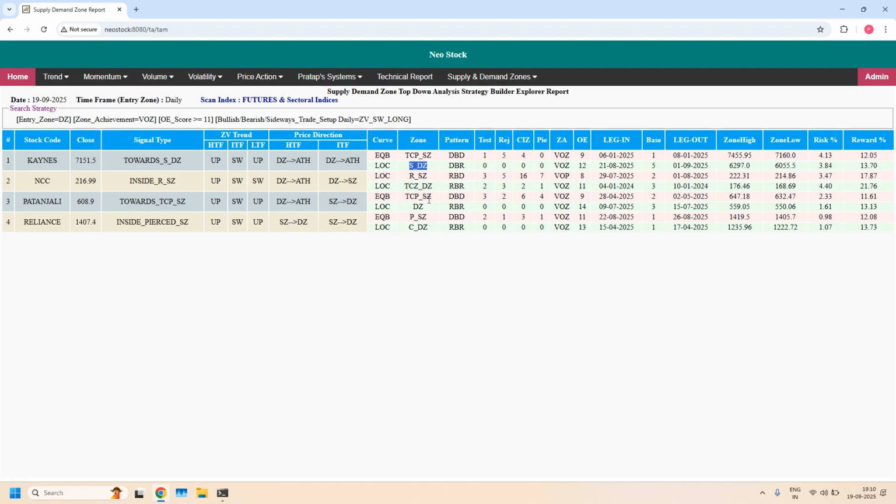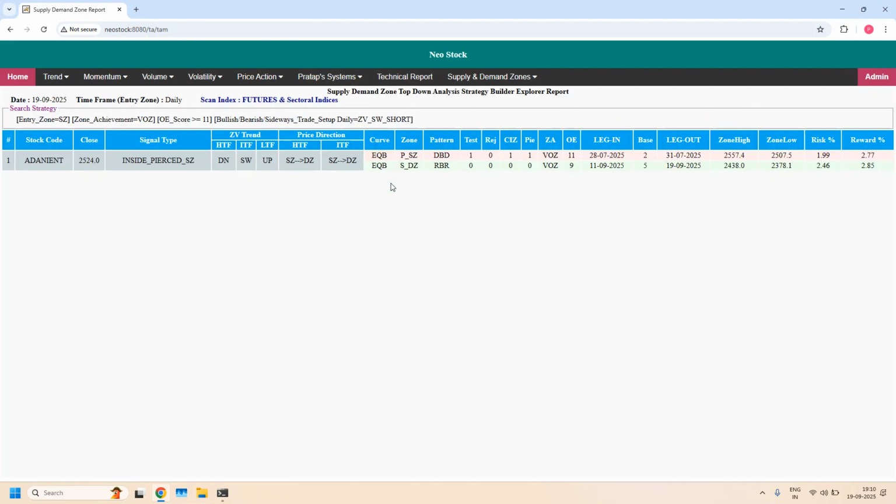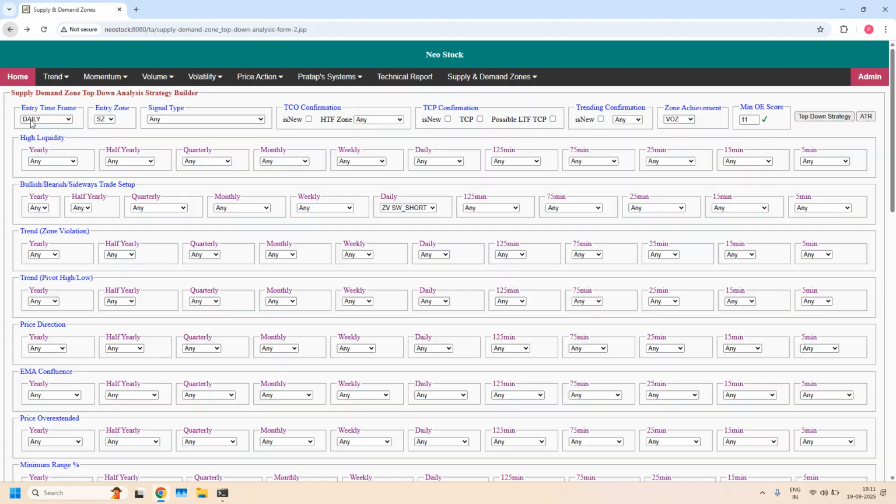Entry time frame zones are daily demand zones. So total 3 stocks. You can plan trades only if lesson 30.3 checklist items are satisfied. Otherwise, higher chances of zone violation. Next, sideways short trade setup. The filters are daily supply zone and sideways short. We got only 1 stock, but it is a pierced zone. You have to use it only for pierced zone strategy, but not for sideways short trade setup. It is not valid.